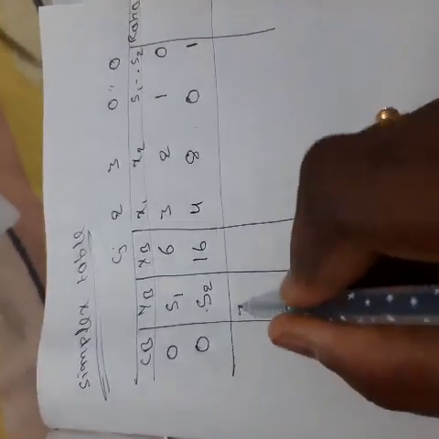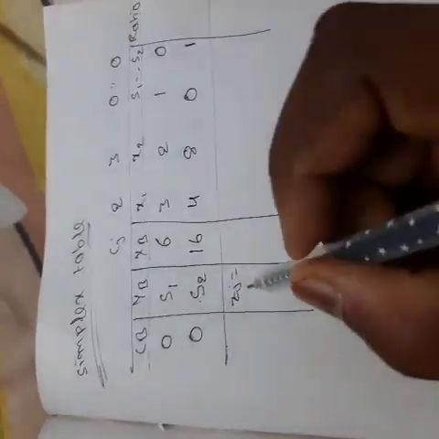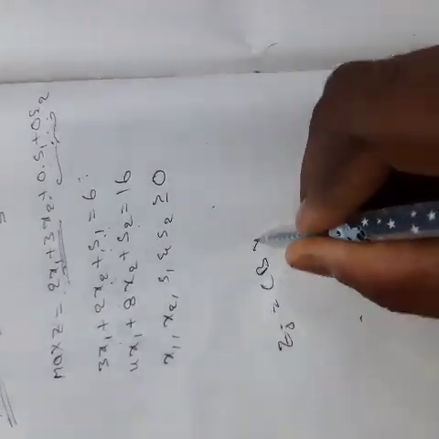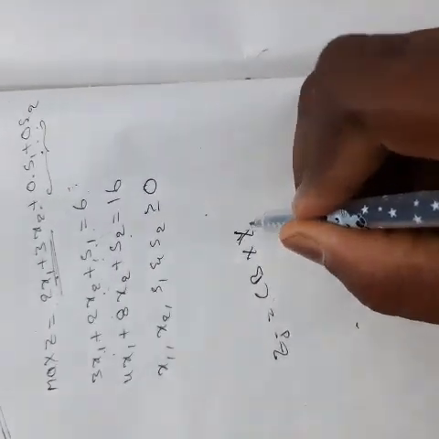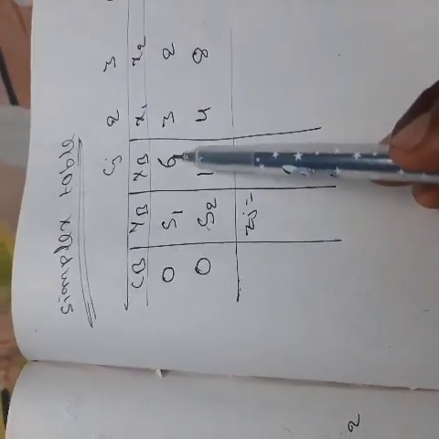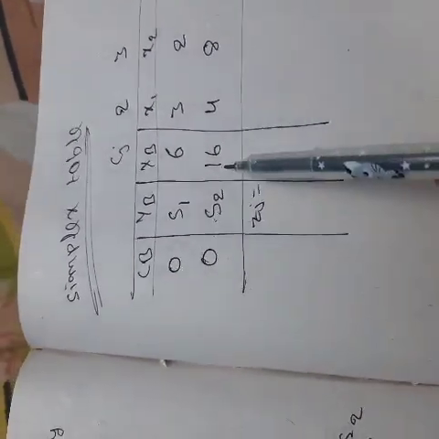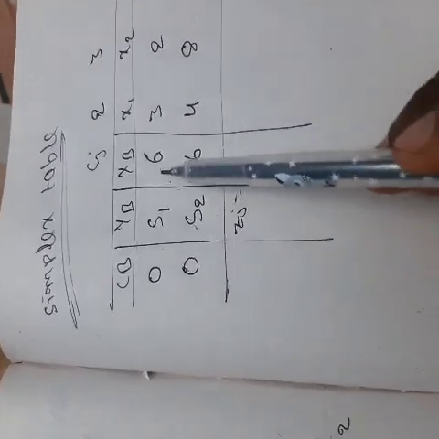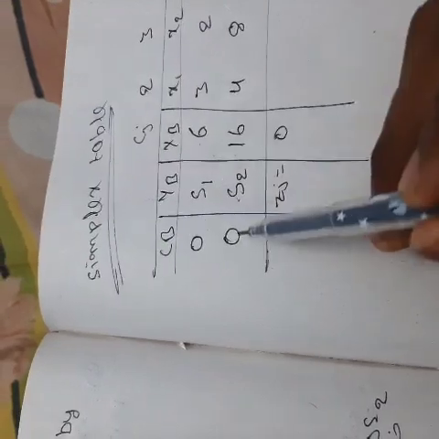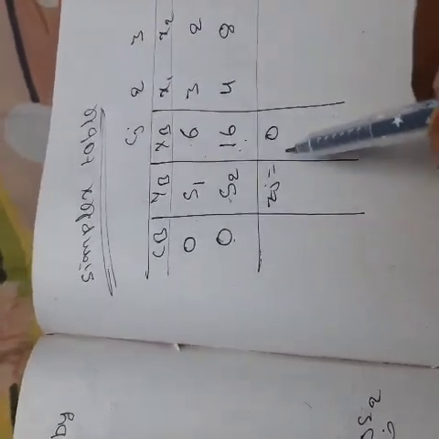Afterwards you have to calculate the Zj value. How do we calculate Zj? Zj is nothing but CB into XB. The values of CB are 0 into 6, 0 into 16. So 0 into 6 plus 0 into 16, the sum will be 0.